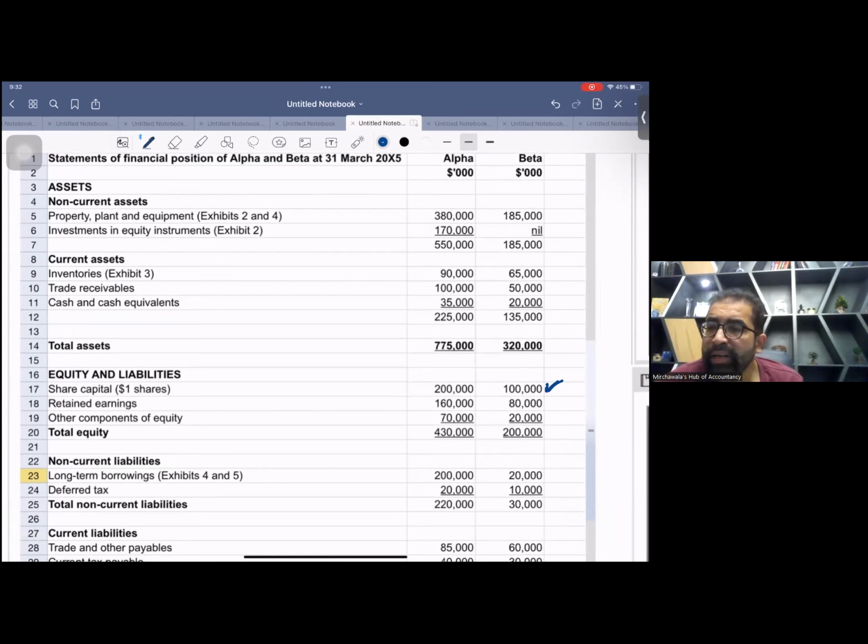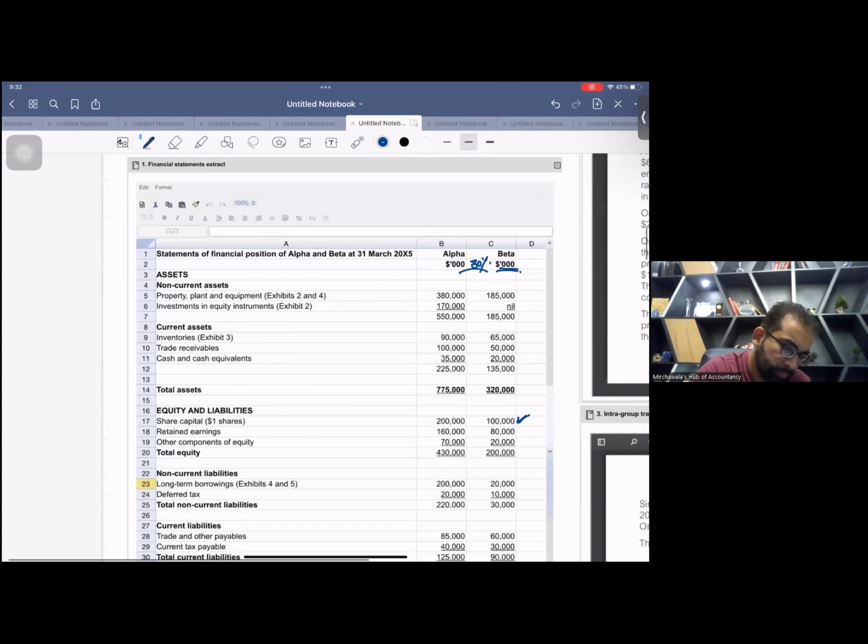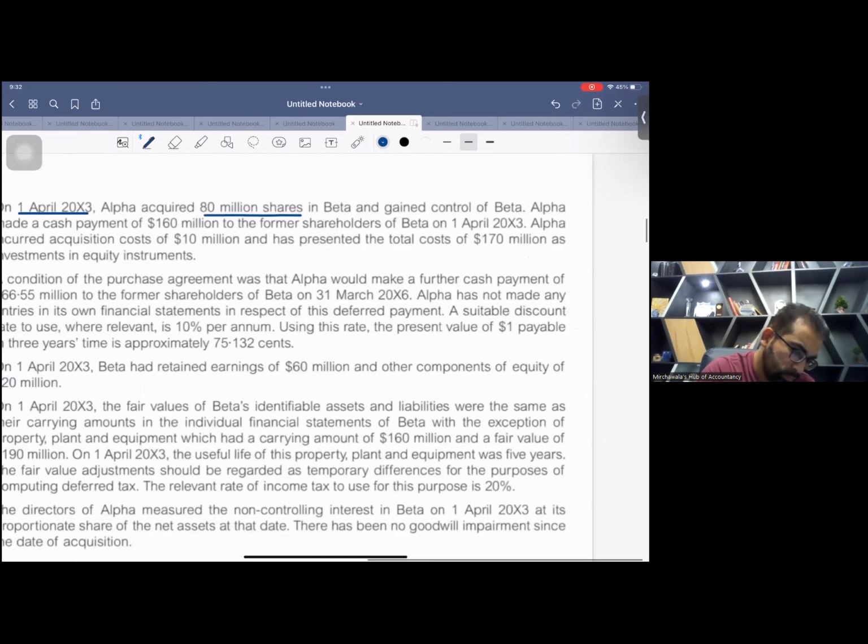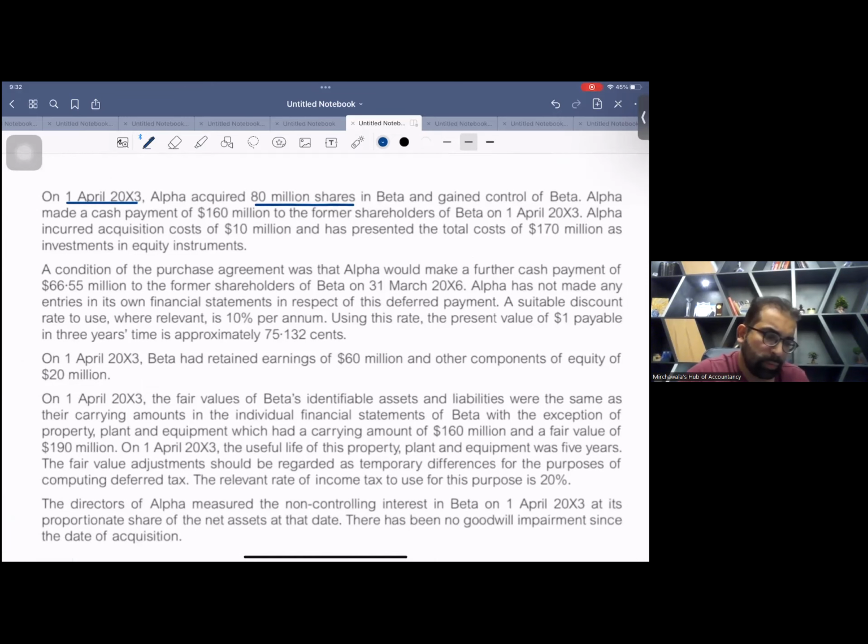But the parent company acquired 80 million. So 100,000 means 100 million here, because of the 3 zeros as well, okay? So out of this 100 million shares, P company acquired 80 million shares. That means P's holding in S is 80%. Okay, now let's see. So P company acquired 80 million shares and gained control of Beta.